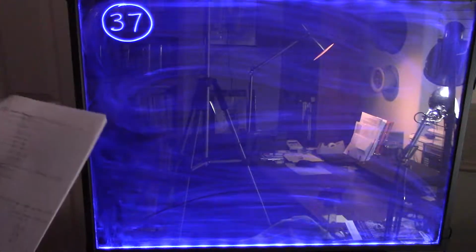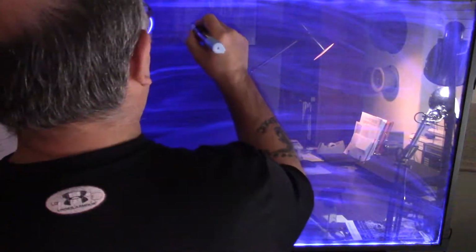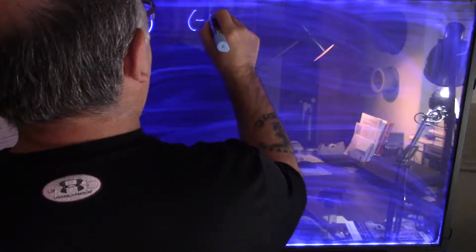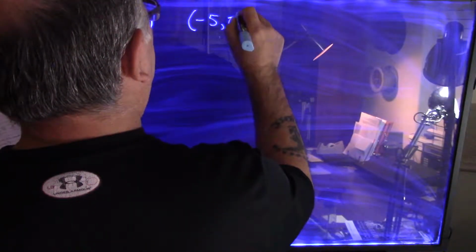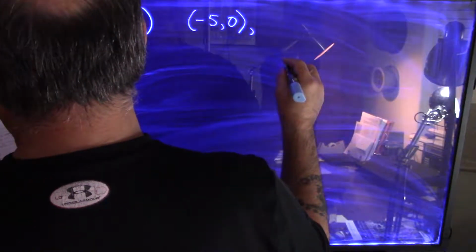Okay, number 37. We have an x-intercept at negative 5, 0 and a y-intercept at 0, 4. So that gives us our 2 points, negative 5, 0 and 0, 4.